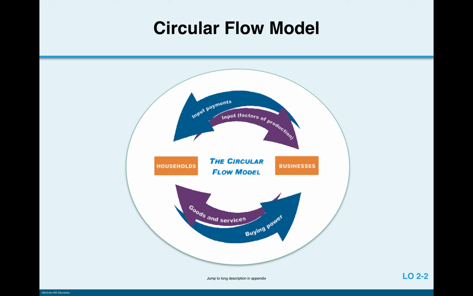So here's a diagram of the circular flow model. We've got households. They've got buying power that goes to the businesses. Businesses have input payments, and then reverse. You've got input factors from the households, and that's going to the businesses for goods and services.